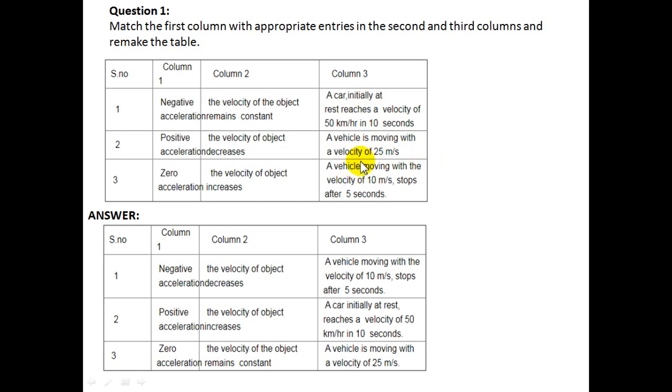A vehicle is moving with a velocity of 25 meter per second. A vehicle moving with the velocity of 10 meter per second stops after 5 seconds. So okay, first thing is negative acceleration. First of all, you have to find out where the negative acceleration is occurring. When you read out all three, look here, what is the correct answer. A vehicle moving with the velocity of 10 meter per second stops after 5 seconds. Okay, so what happened? The vehicle moving with the velocity of 10 meter per second stops after 5 seconds.